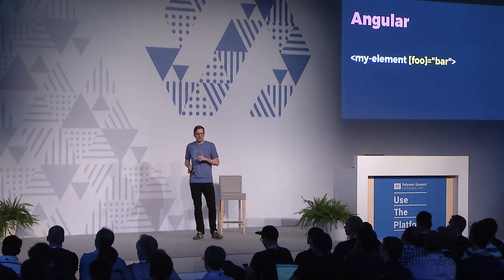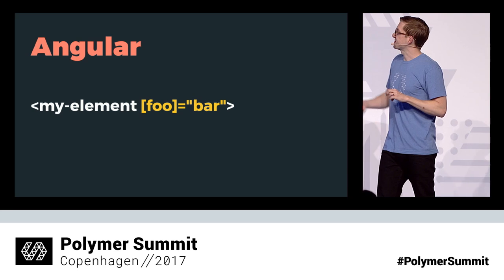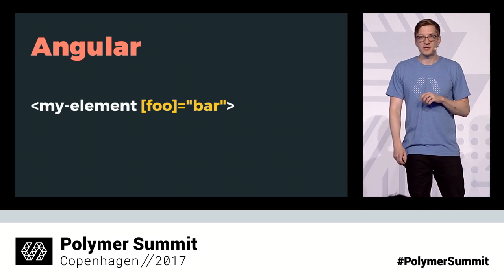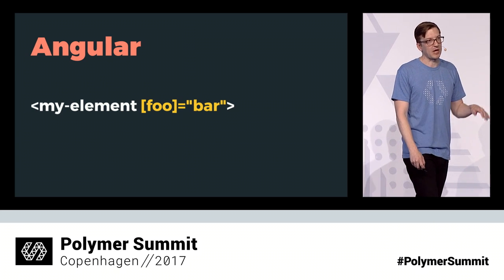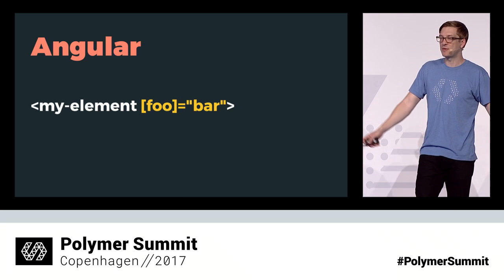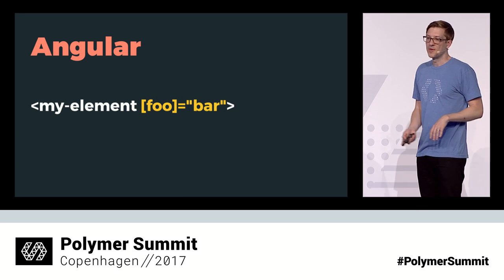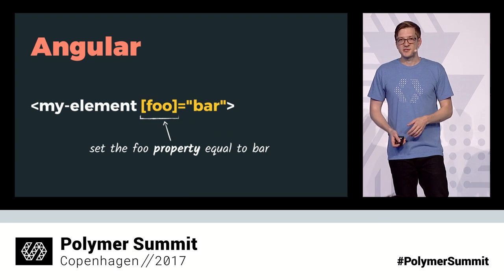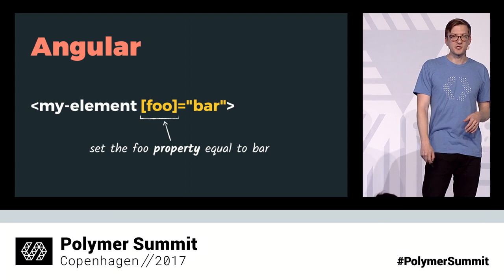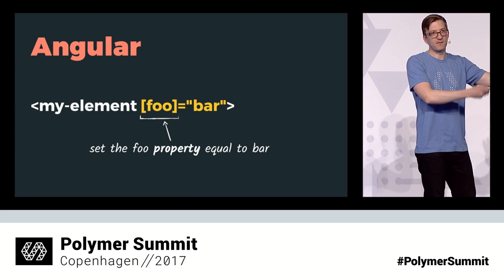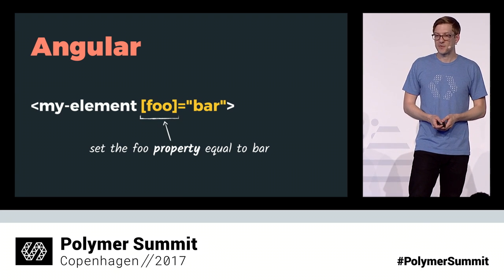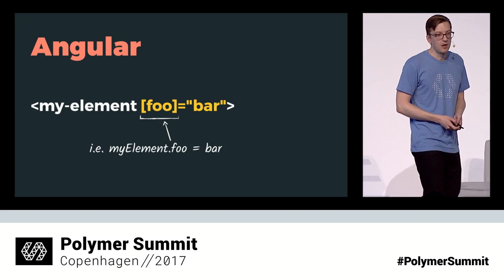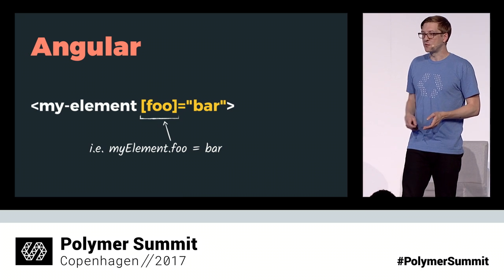So again, we'll start with Angular. This is the binding syntax for Angular. So this is how you pass data to any element or component. It doesn't matter if it's an Angular component or a custom element or whatever. This is what you use. And basically, what these square brackets mean is it's telling Angular, set the foo property equal to bar, where bar is some value inside of your Angular component. In other words, myElement.foo = bar.